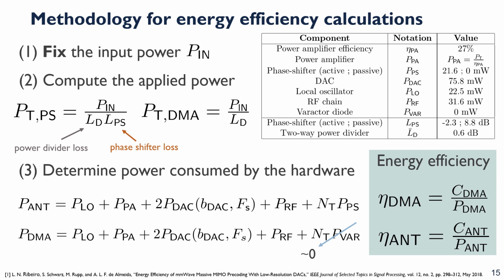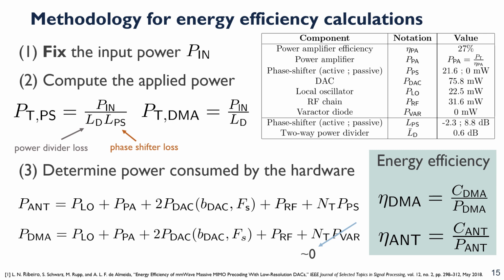Then to calculate energy efficiency, we will be using a power consumption model based on prior work that thoroughly goes through the power consumption of many of the different components in our DMA and phased array architectures. So we have models and specific values for the phase shifters, the DAC, the local oscillator, and RF chains. In addition to power consumption, this prior work also incorporates the component loss due to these phase shifters and the power dividers.